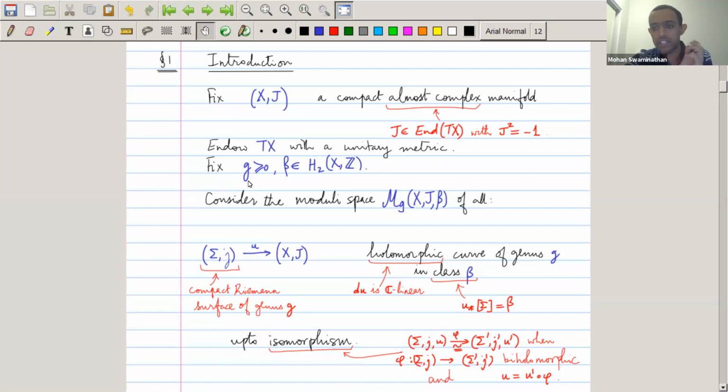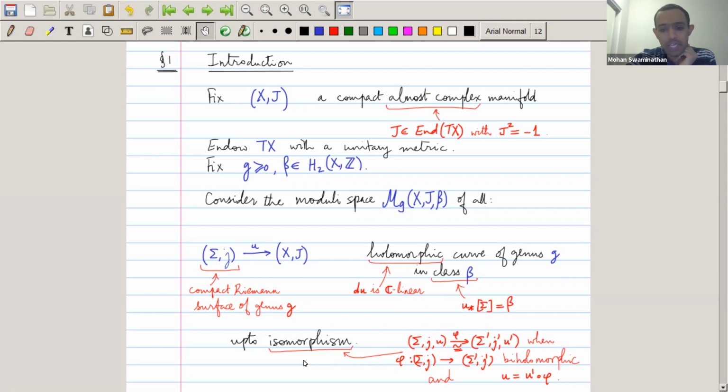You should think of g as the genus of a Riemann surface. Now I'm going to consider the following moduli space. An object in this moduli space is a holomorphic map u from a Riemann surface sigma of genus g to our almost complex manifold X. Being holomorphic just says that du is complex linear, which makes sense because sigma is a Riemann surface and TX has a complex vector bundle structure. Saying that this map is in class beta means that the fundamental class of sigma pushes forward to beta. This is just some kind of topological data on the map.